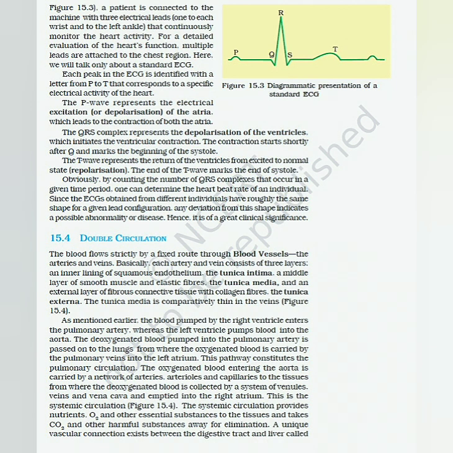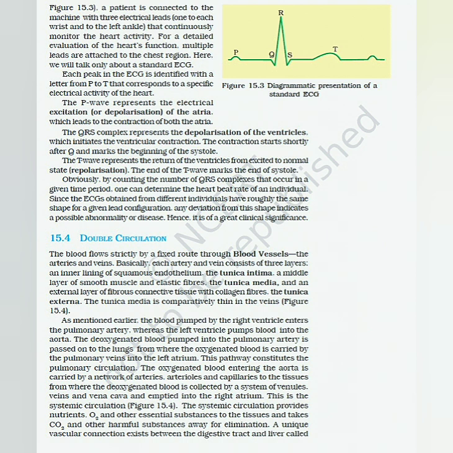Double circulation. The blood flows strictly by a fixed route through blood vessels, the arteries and veins. Basically, each artery and vein consists of three layers: an inner lining of squamous endothelium, the tunica intima; a middle layer of smooth muscles and elastic fibers, the tunica media; and an external layer of fibrous connective tissue with collagen fibers, the tunica externa. The tunica media is comparatively thin in the veins.